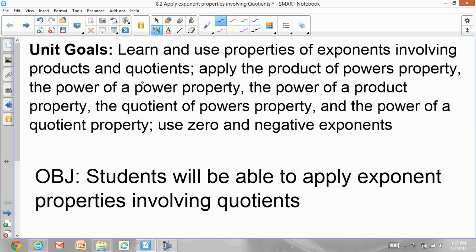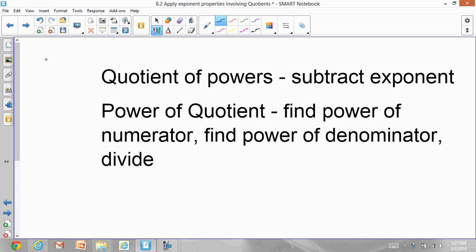In your notebook, write today's date, 8.2, apply exponent properties involving quotients. Quotient is the answer you get after the division is done. So you will be able to apply the exponent properties involving quotients. Copy these notes down.